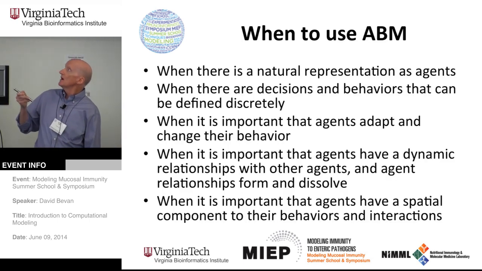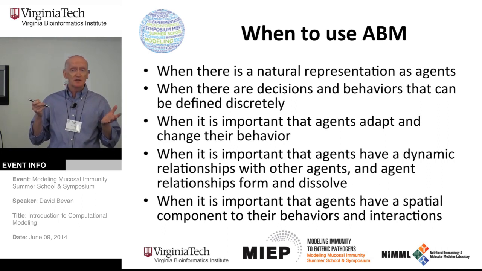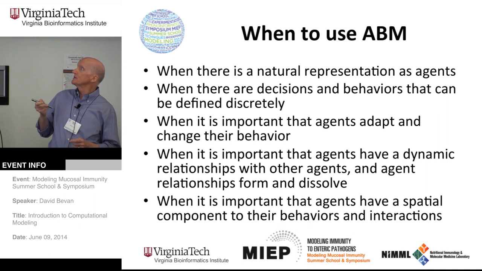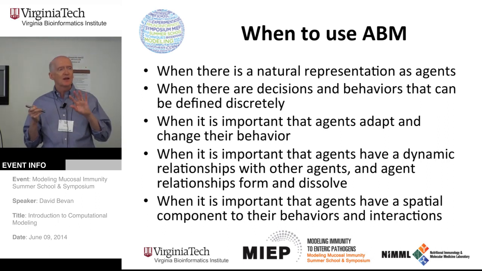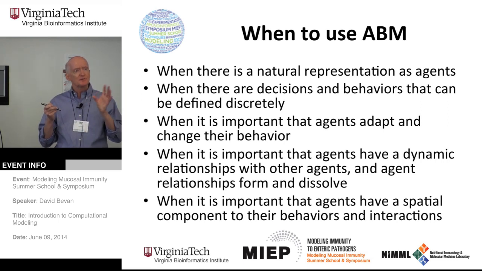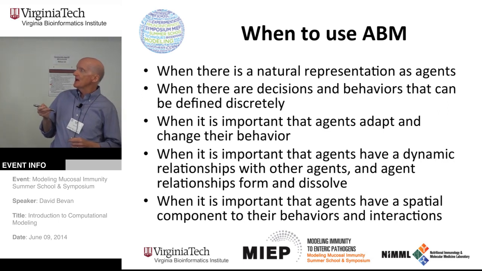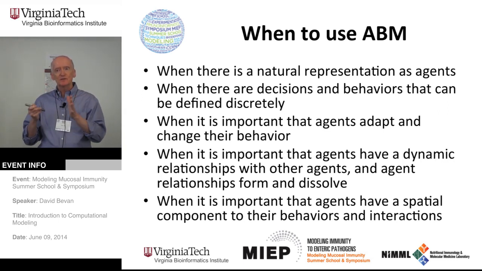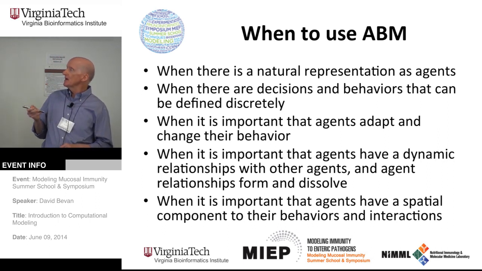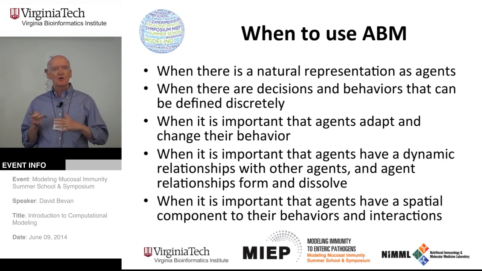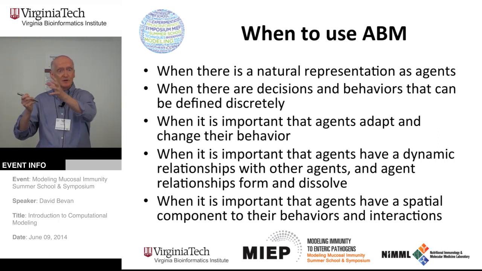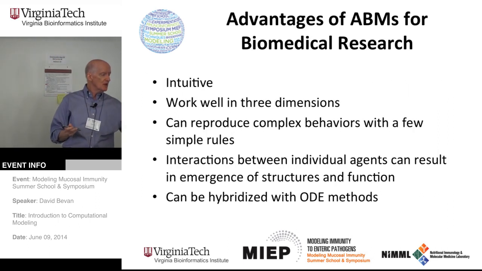And so when might you use them? Well, there may be cases, and that heterogeneous cellular system might be a good example, where there's a natural representation of, as agents, and then they have to have decisions, behaviors assigned to those, and it has to be handled discretely in the sense that each one can be somewhat different depending on what's happening. And then they have to adapt and change their behavior. They need to have dynamic relationships with other agents that are part of the system. Those relationships can change. And then often you'll have a spatial component that's part of that. Let's just think of an example of a heterogeneous cellular system in some of the different places within whatever physiological system you're studying, that also can have an effect on their behavior.